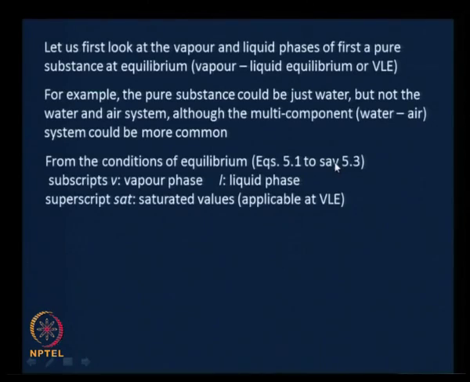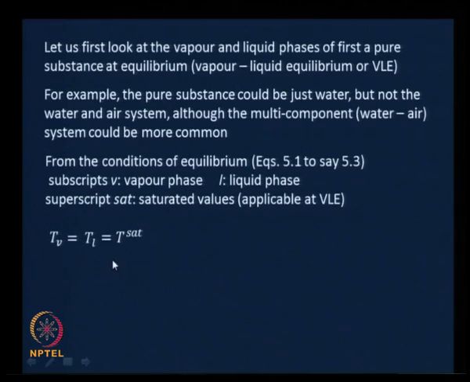The conditions of equilibrium, as we said, were that the temperatures need to be equal across phases, the pressures need to be equal across phases, and the chemical potential of every species needs to be equal across phases. So the conditions of equilibrium phi 1 to phi 3 say exactly what I just said, and we are going to use subscripts V for the vapor phase and L for the liquid phase, and SAT for representing saturated values of temperature, pressure and so on, which is applicable at the vapor liquid equilibrium conditions.